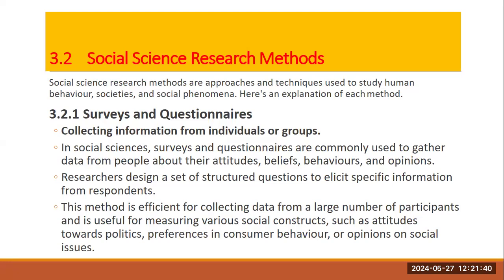Collecting information from individuals or groups: in social sciences, surveys and questionnaires are commonly used to gather data from people about their attitudes, beliefs, behaviors, and opinions. So researchers design a set of structured questions to elicit them, the same thing we have discussed earlier. This method is efficient for collecting data from a large number of participants and is useful for measuring various social constructs such as attitudes towards politics, preferences in consumer behavior, or opinions on social issues. This is applicable, right? As we discussed earlier under the business research method, also here in the social science research method, the same thing.